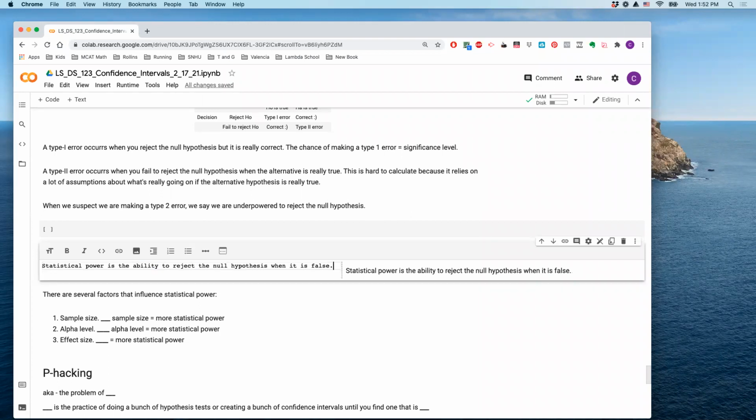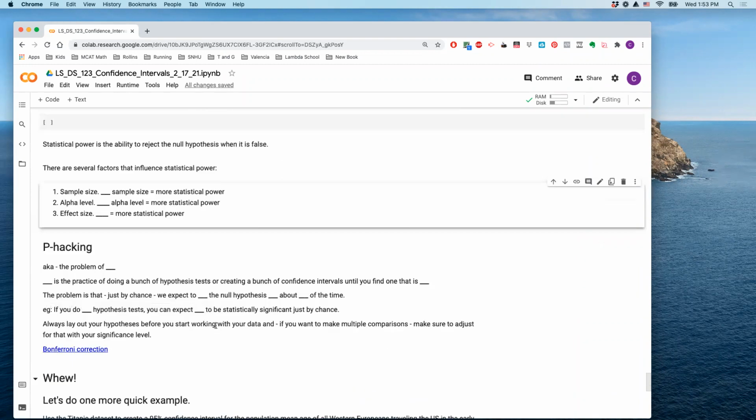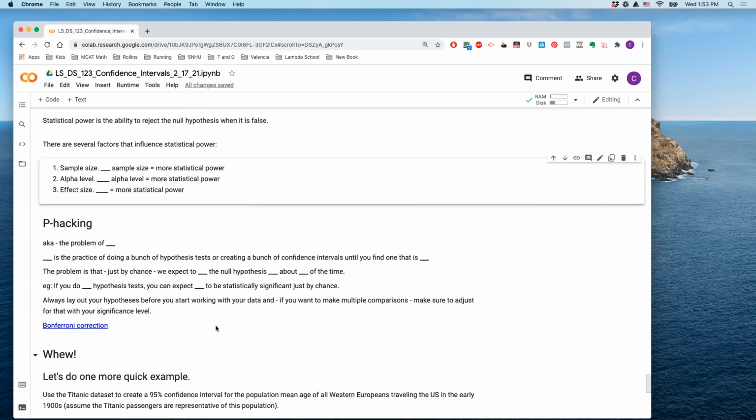And having a powerful test means that we have low type 2 error. Again, calculating power and type 2 error are tricky and involve a lot of simplifying assumptions. So if you ever had to do that on the job, they would say, this is how we calculate power. Because again, it involves a lot of simplifying and a lot of assumptions. It's kind of voodoo. But what's important to know is there are three main things that influence statistical power.